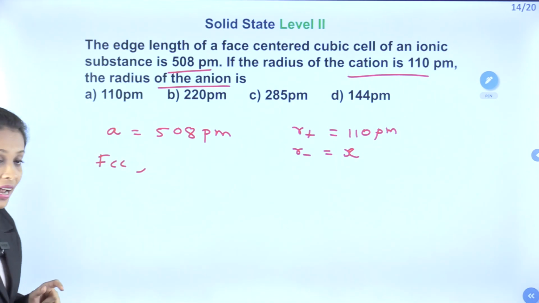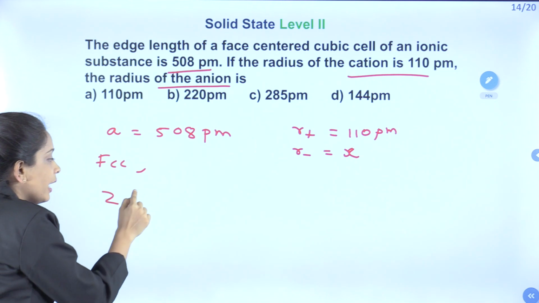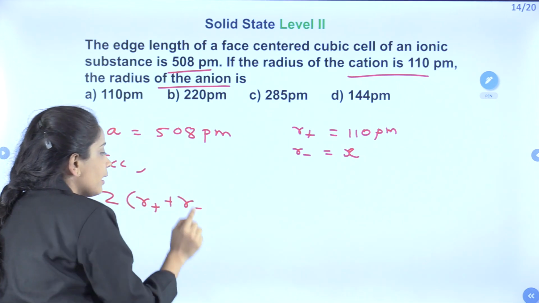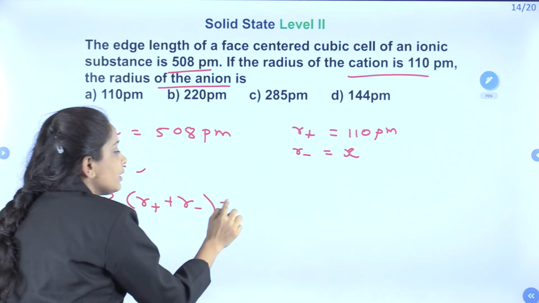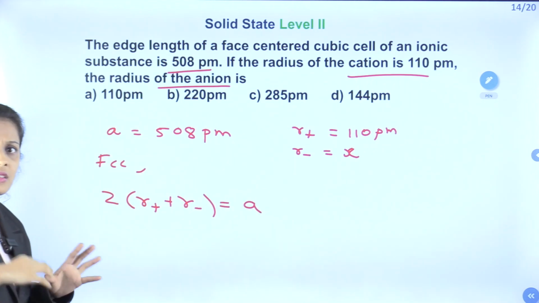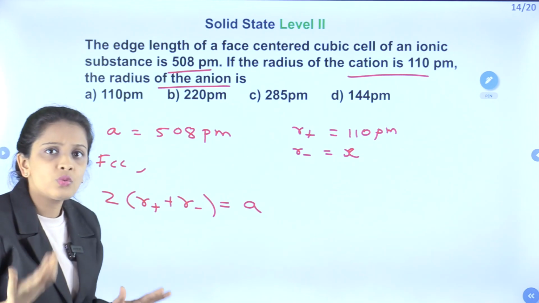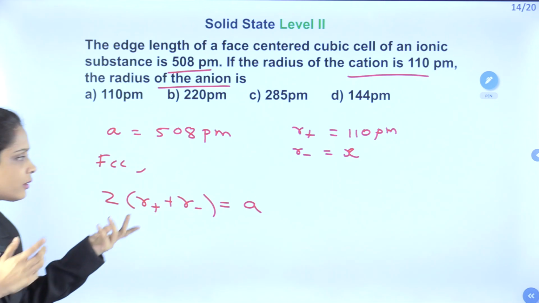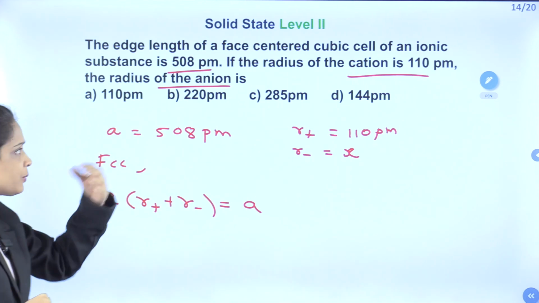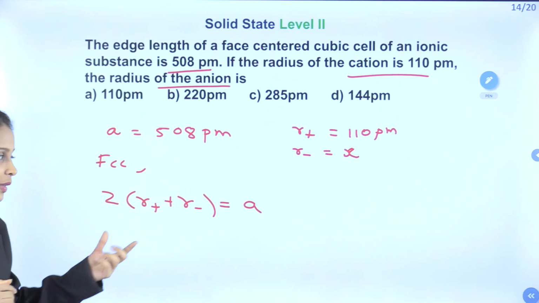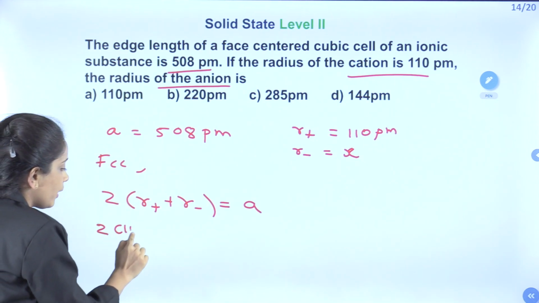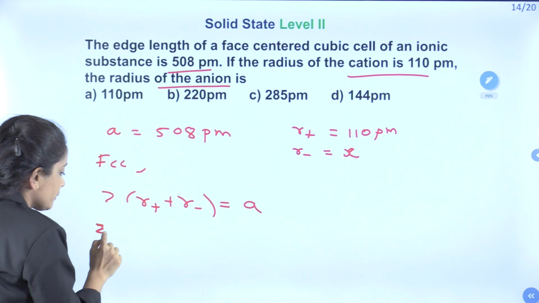You will tell me that, ma'am, for this we have the cation radius, then the anion radius, and it is twice the edge length. Common sense. 2 times radius is equal to the edge length, 2 particles that make up the edge length. Yes or no? So, a simple thing that we have written. Let's substitute the values and get the answer. So here we can say the cation value is what? 110, that has been given to us.